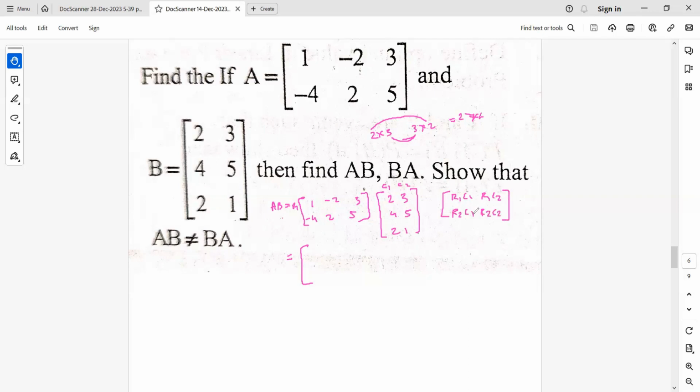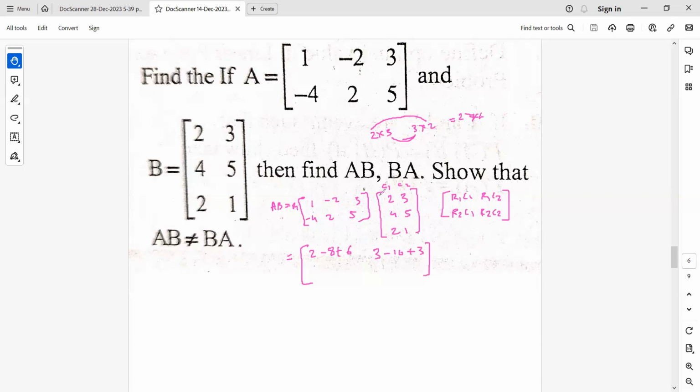Okay, so it will be in matrix form, and the order of this matrix will be 2 cross 2. So simple, multiply 1 into 2, it will be 2, and then minus 2 into 4 is -8. 3 into 2, it is 6. So we have got the first element. Next, 1 into 3, 3 -10, and 3 into 1 is again 3.